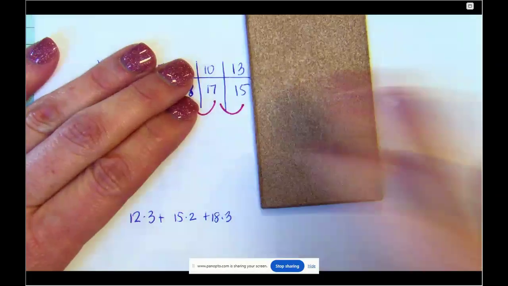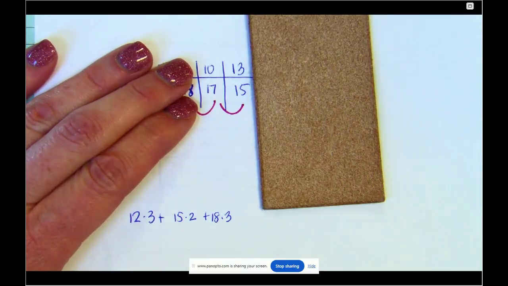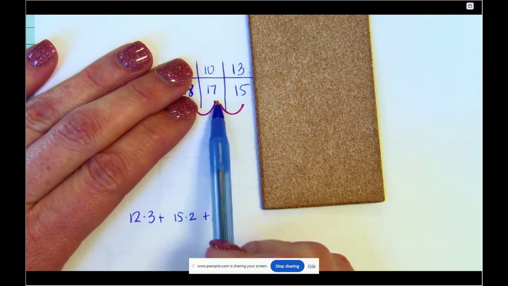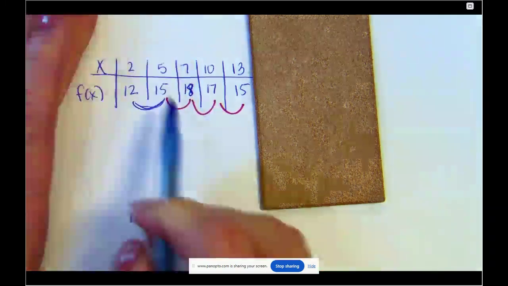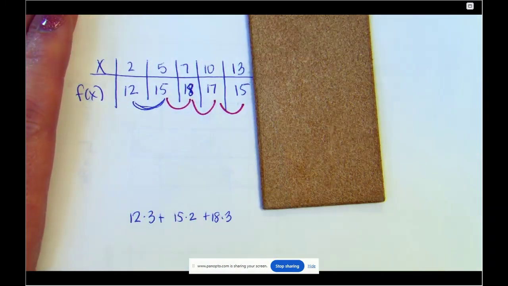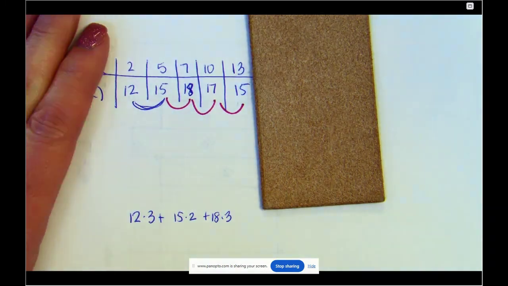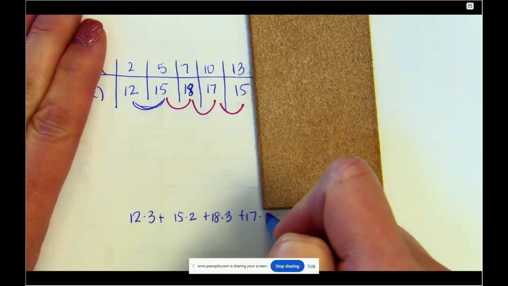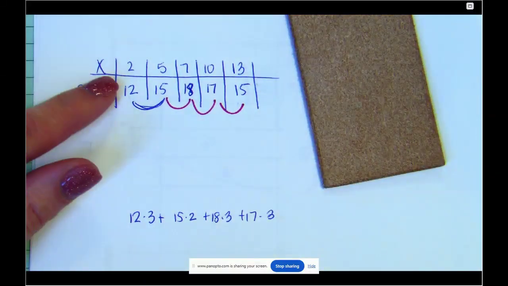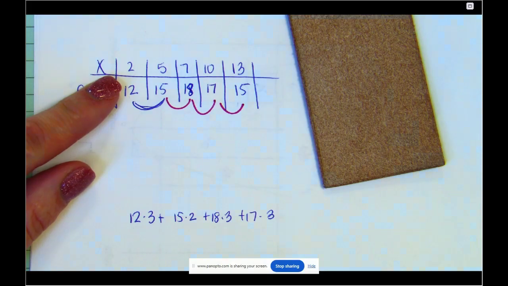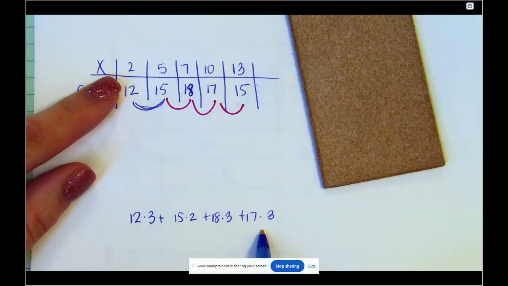Okay. And then on the last one, what multiplication will you do? 17 times 3. Because these numbers, 12, 15, 18, are each coming from the left side of the interval. So we would have a 17 times a 3. Now, do you have any questions about where I'm getting my 2s and my 3s?